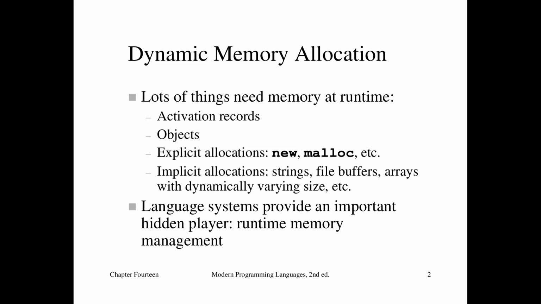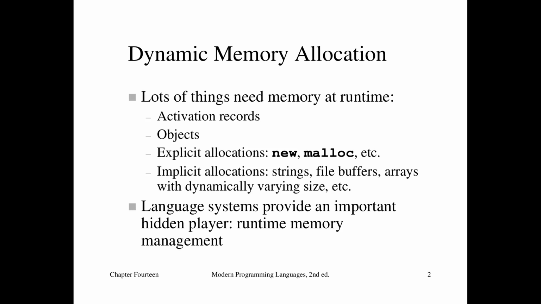And so, lots of things need memory at runtime, specifically, as I just mentioned, activation records. In object-oriented systems, we actually have to create objects, right? So those have to be out there. And then any other type of explicit allocations, right, when we actually use the keyword, for example, new in Java or malloc in C and C++. And then finally, implicit allocations, right? Strings, file buffer sizes, arrays with dynamically varying size, etc. All these different things have to be actually allocated somehow by the language system, right?